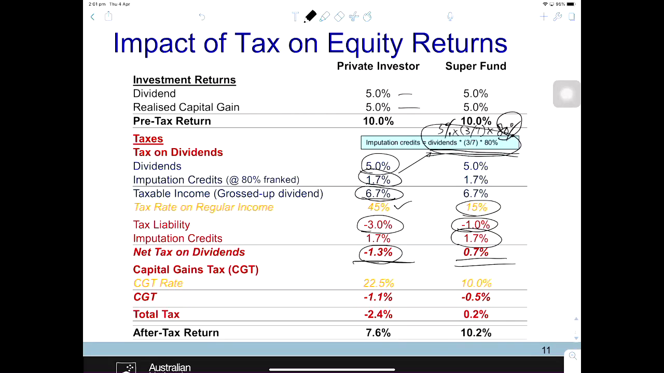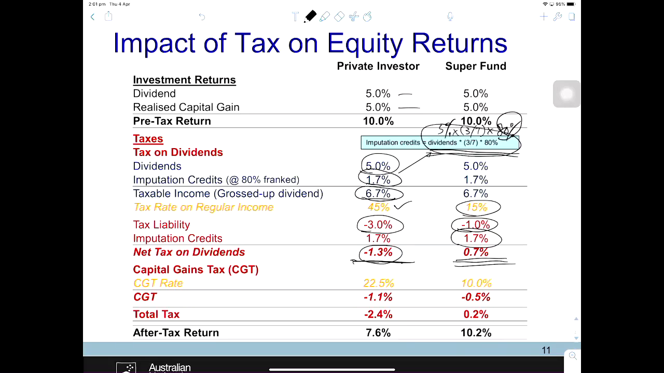Sorry? Pay tax? Okay, the negative sign here for the personal investor means it's a tax liability. They're going to pay tax to the ATO. So for the superannuation account, they have a positive tax liability here. What does it mean for the superannuation account?